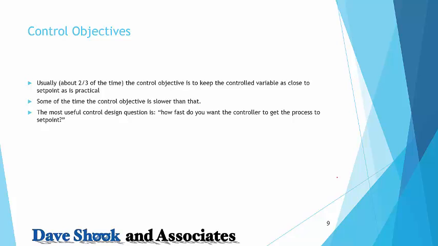So the most useful control design question anyone can ask is, how fast do you want the controller to get the process to set point? Now that requires us to come up with some definitions in order to be able to answer that question directly, and that's what we'll be doing next.